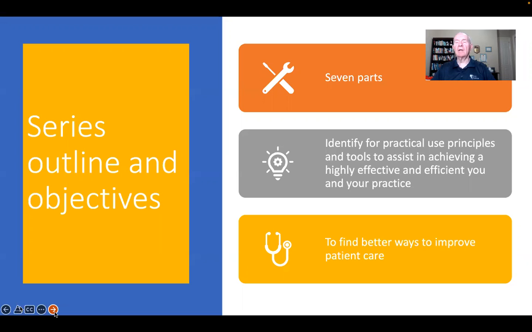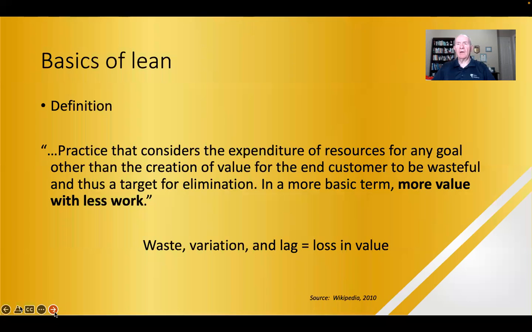And then the final part of the series will be something on the tools that are necessary for you to implement and follow through with the Lean Six Sigma program. So we'll identify practical uses and principles and tools, and then hopefully what we will do is find better ways to improve patient care. So what are we talking about then?